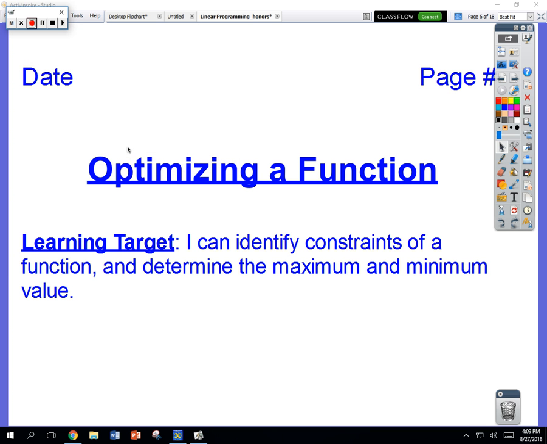Alright, we are going to talk about how to optimize a function and identify the constraints and determine whether or not they are maximum or minimum when we're looking at a linear programming problem. So what I'm going to need you to do is make sure that you get today's date, the page number, which looks like page number 2, the title, and the learning target all at the top before you move on.